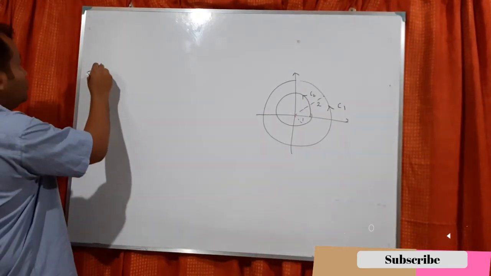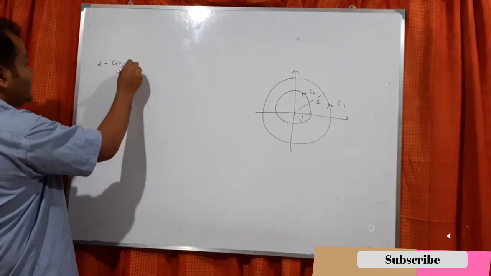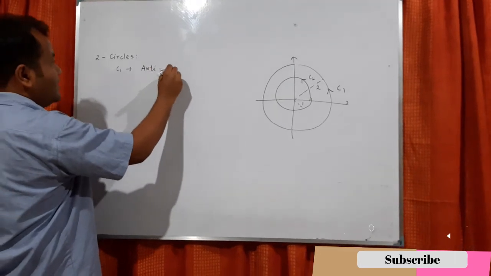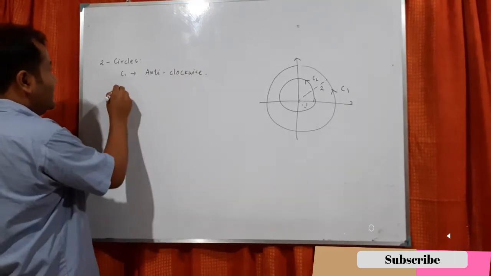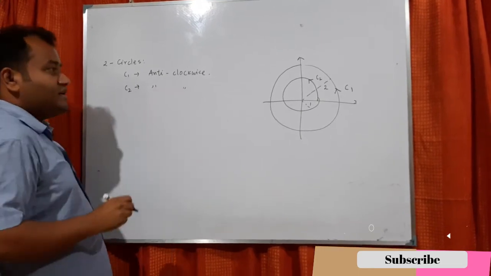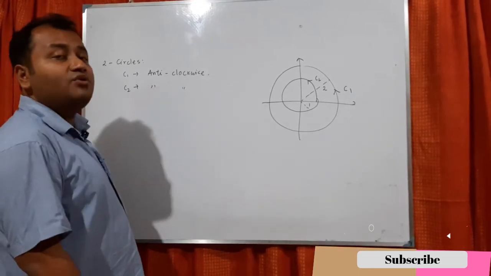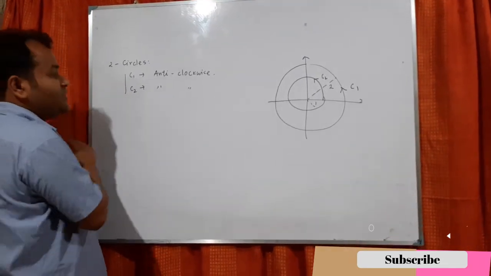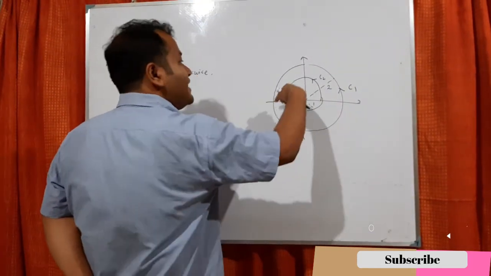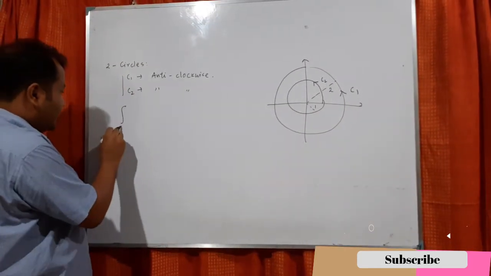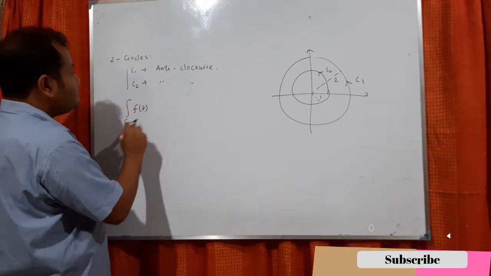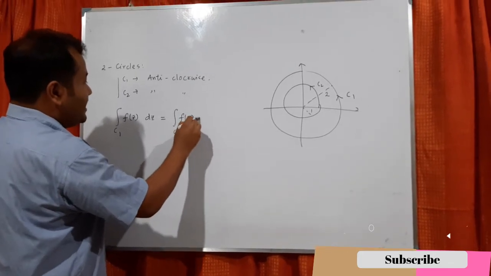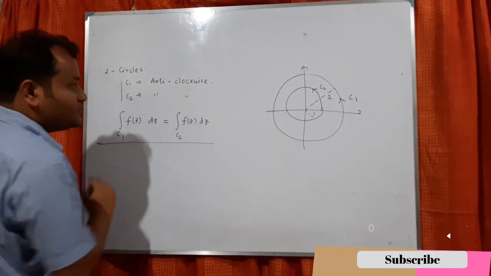So we have taken two circles, C1 anti-clockwise, C2 also anti-clockwise. Then how can we apply the theorem? So the result is saying, if both are going in the same direction, then integration over C1 f(z) dz will be the same as integration over C2 f(z) dz. So let us just prove this one.